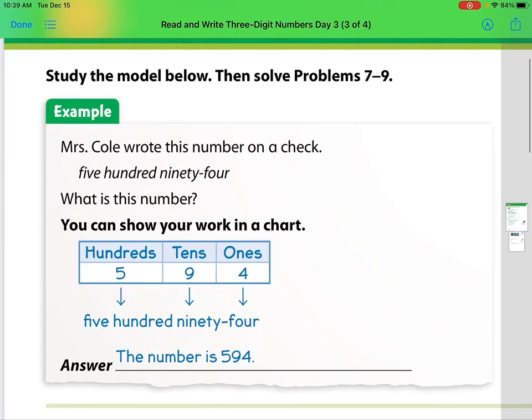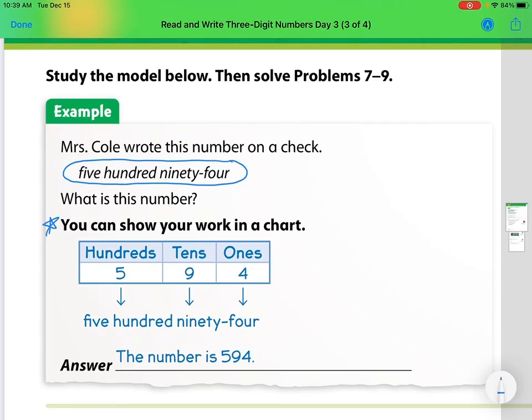First, we have an example, and let's look at the example to see what they did. It says, Mrs. Cole wrote this number on a check, and the number is 594. Here's the number that she wrote out on the check, and I don't know if you remember that from yesterday, but this is word form, okay? What is this number? And then what they want us to do is show the work on a chart.